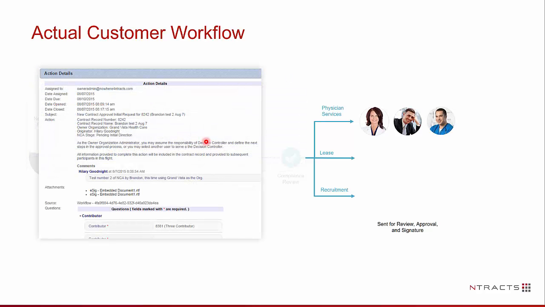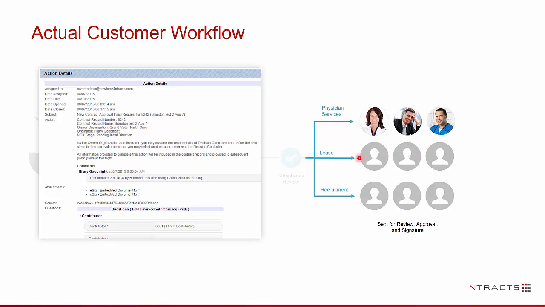When I receive an action notice via Ntracts, I can see exactly what's happened prior to me, every iteration of the document, all the notes and comments from the prior participants so that I know what I'm supposed to do with this. And this is simply to say that if this were a lease or recruitment loan, the system itself knows how to route and who to route the request to.